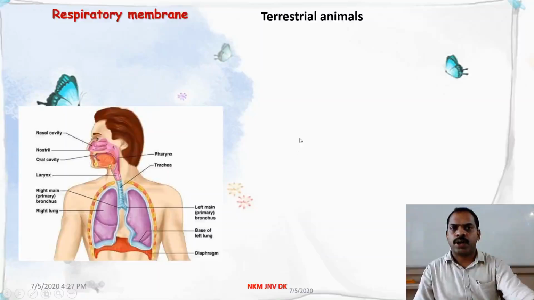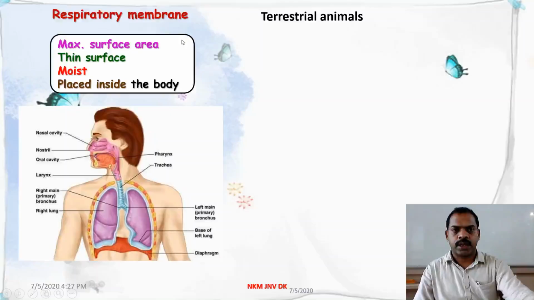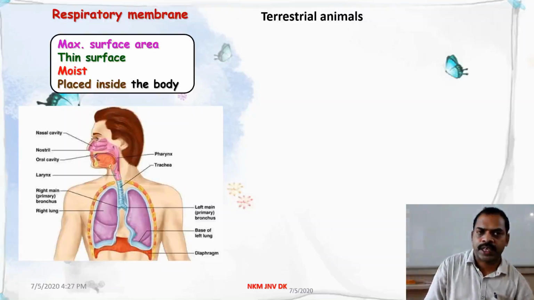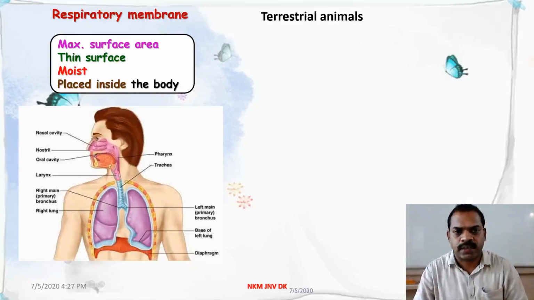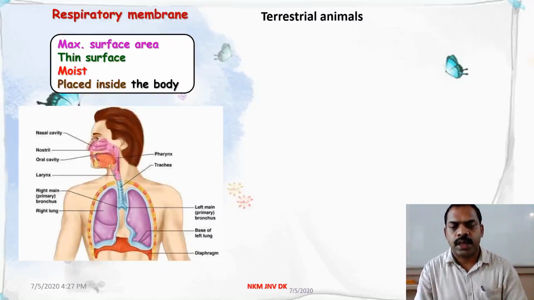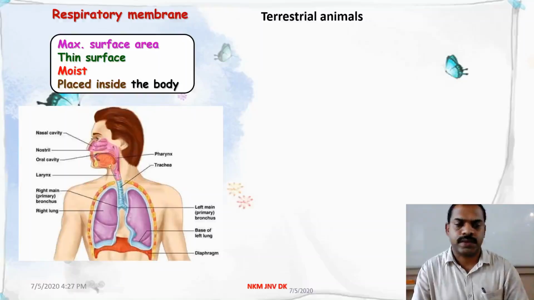Now let us see how it works in terrestrial animals like us. How do we do the respiration? Our respiratory membrane has a peculiar feature. So what is that special feature? We have maximum surface area. Surface area should be maximum because of maximum chances of exchange. It should be a thin surface. It should be moist and placed inside the body for protection. These are four important basic features.